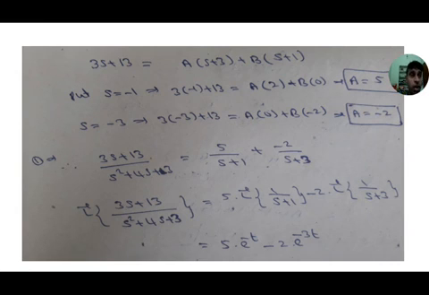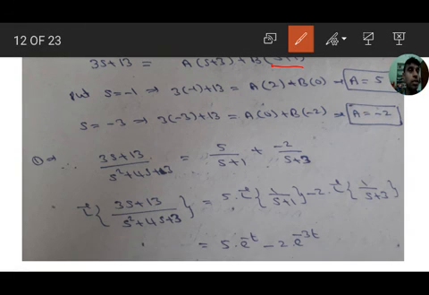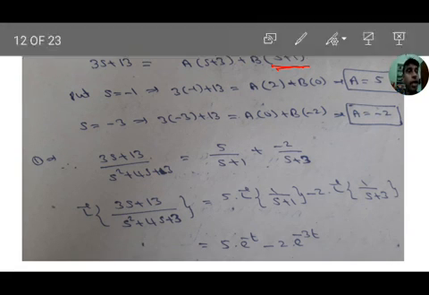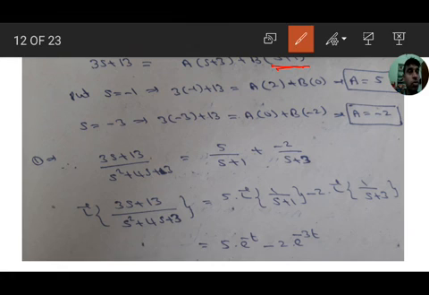To get the a value, here b must be 0. So put s equal to minus 1. With s equal to minus 1, b becomes 0, and we get the a value. And to get the b value, a must be 0, which means s equal to minus 3. Means if we substitute s equal to minus 1, we get the a value. If s equal to minus 3, we get the b value. So substitute s equal to minus 1.